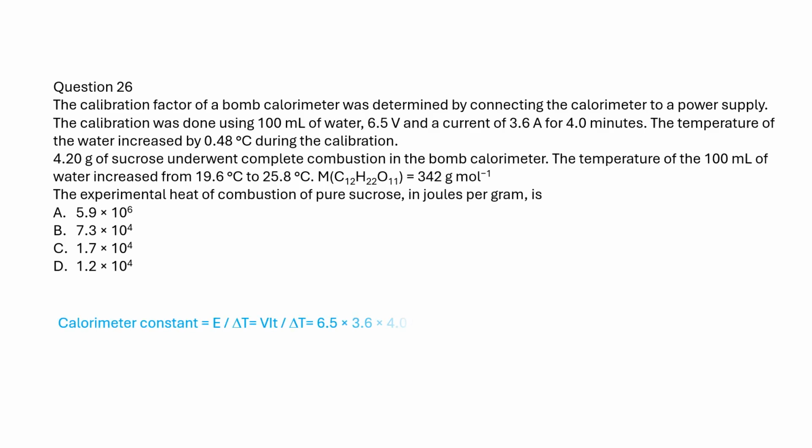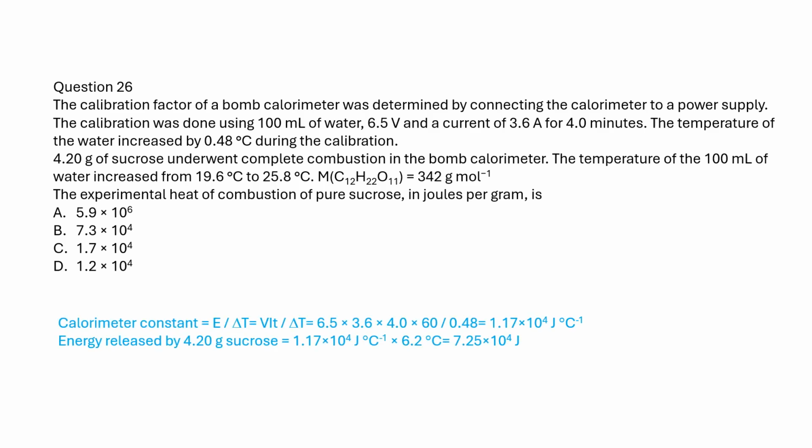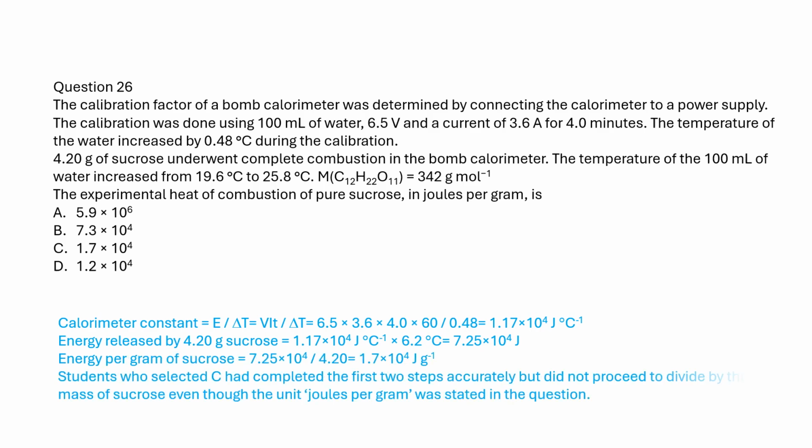First, calculate the calorimeter constant. Second, calculate the energy released by 4.20 grams of sucrose. Finally, calculate the energy released by 1 gram of sucrose.